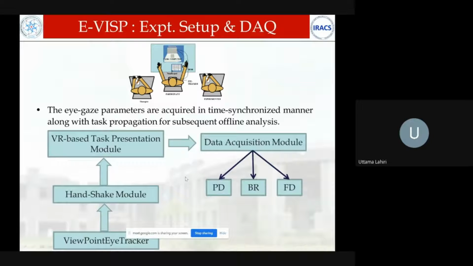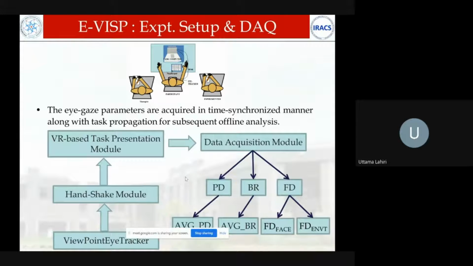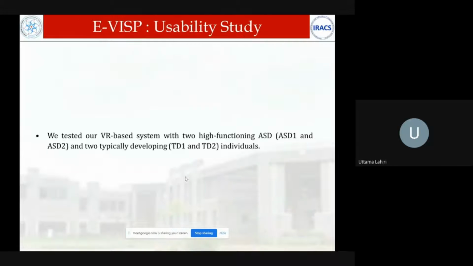From the eye data, we computed the pupil dilation, blink rate, and the fixation duration. From the pupil diameter, we computed the average pupil diameter, the average blink rate was computed from blink rate, and from fixation duration, we obtained fixation duration towards the face and the fixation duration towards the environment.